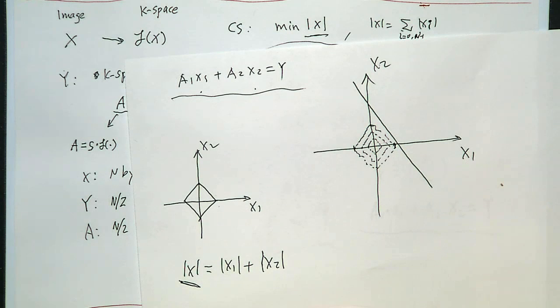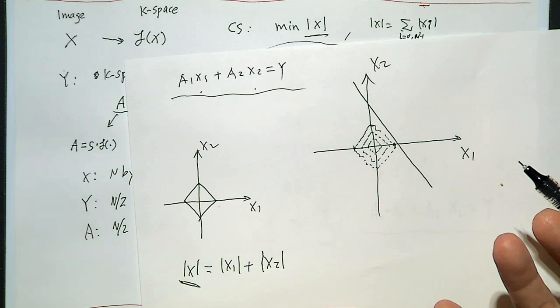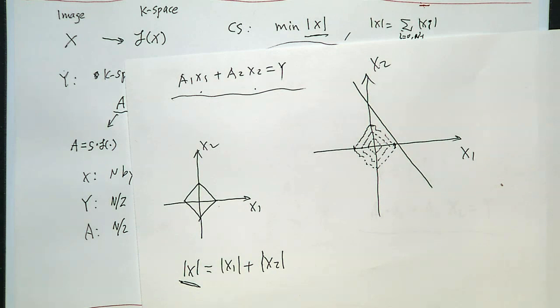Statistically, it's more likely, right? Because it just sticks out. I mean, when you expand it, the corner is going to touch the line first. Okay. Well, why is that important?